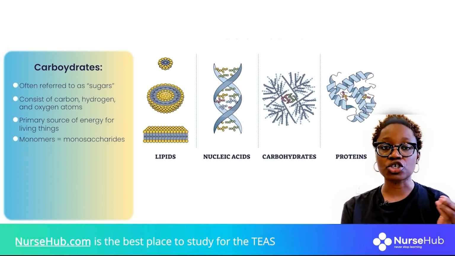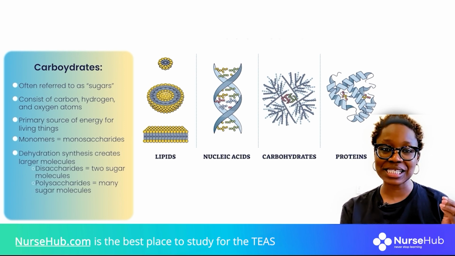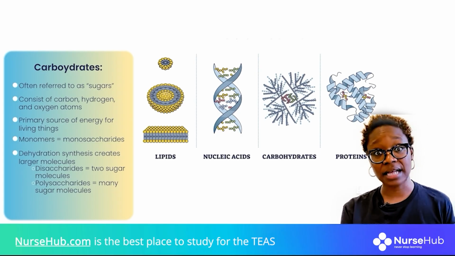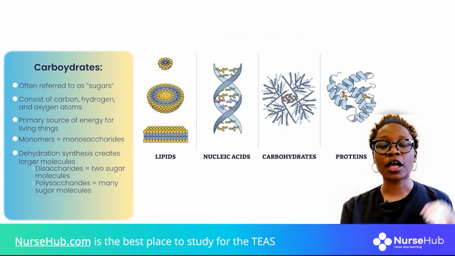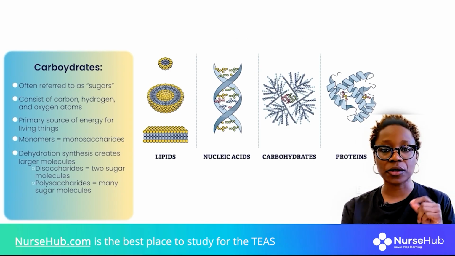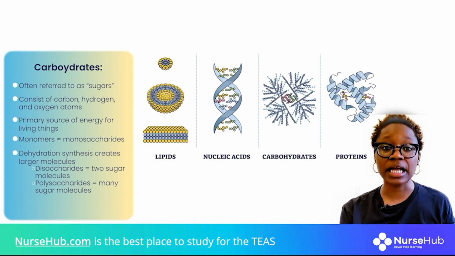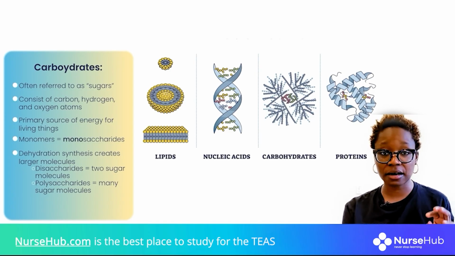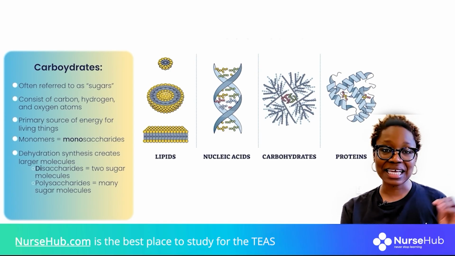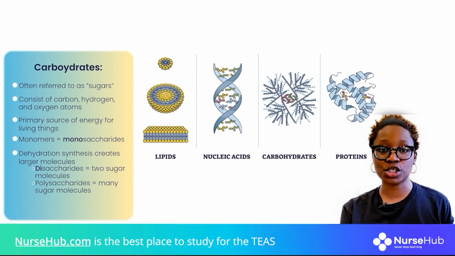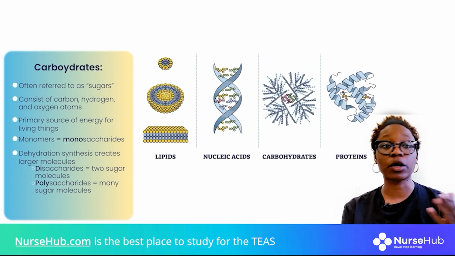These simple sugars are joined together by dehydration synthesis to create larger structures, such as disaccharides or polysaccharides. Note that the prefix of each one of these words gives us a clue as to how many sugars are in each carbohydrate chain. So a monosaccharide has 1. A disaccharide, di means 2. Poly means many. So there are many sugars, 3 or more.